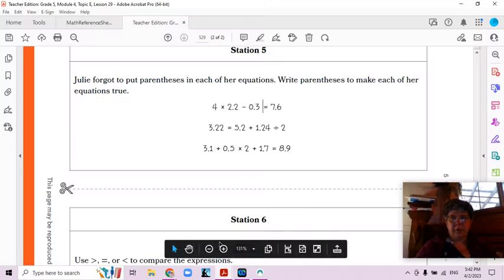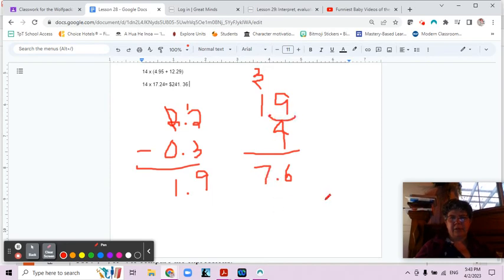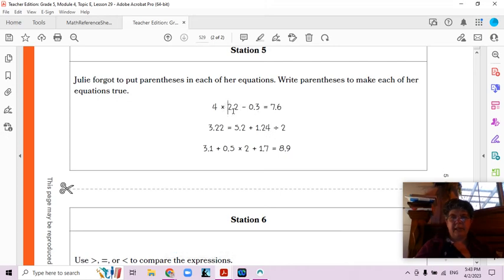times 4. 1 9/10 times 4. Is that going to work out? Let's see. 1 9/10 times 4. 4 times 9 is 36. Carry the 3. 4 times 1 is 4 plus 3. Aha, look at that. And I have 1 decimal place, so 7 6/10. So my parentheses are going to go here around the 3/10 and the 2 2/10, meaning I'm going to subtract that first and then multiply by 4 to get my 7 6/10.